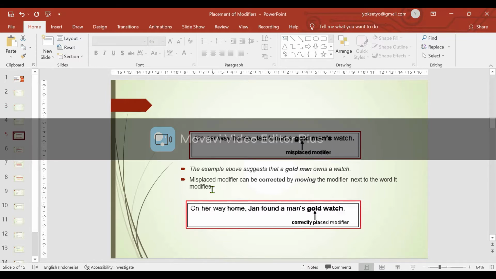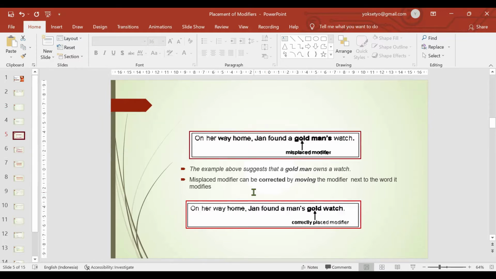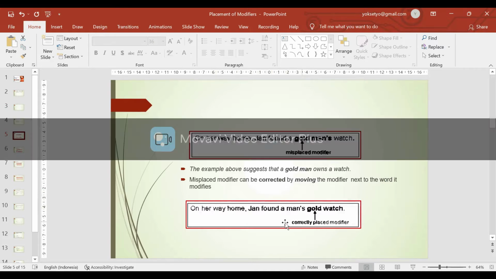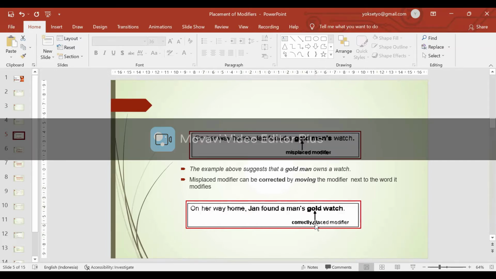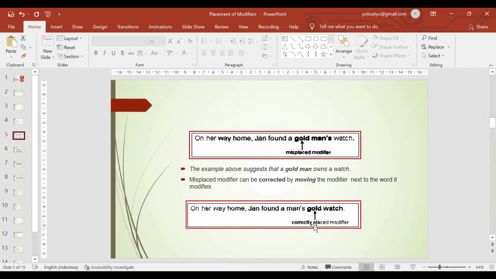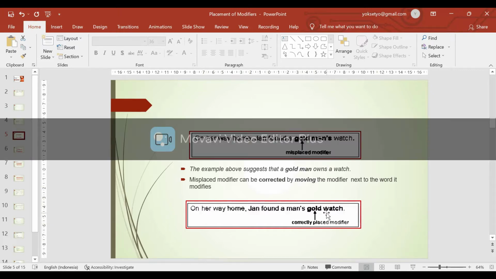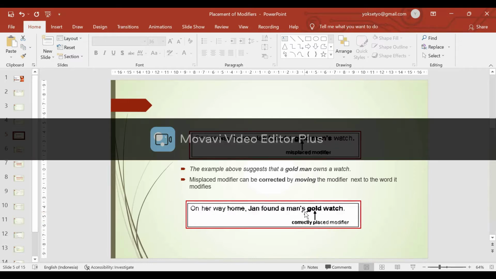A misplaced modifier can be corrected by moving the modifier next to the word it modifies. Look at the correction: On her way home, Jen found a man's gold watch. This is the correct one, because gold should be placed right before the word watch, since gold modifies the watch.